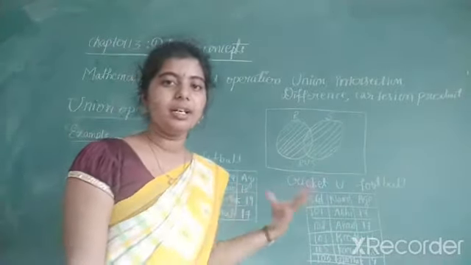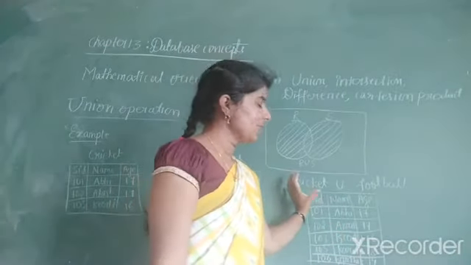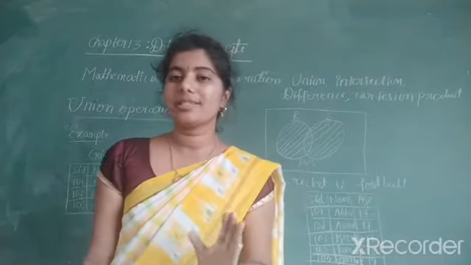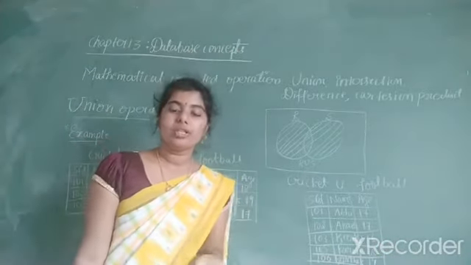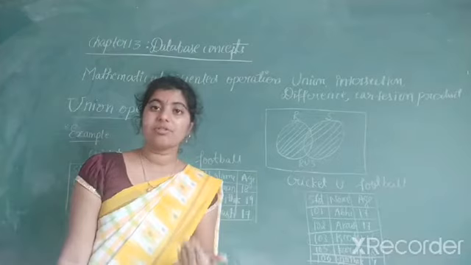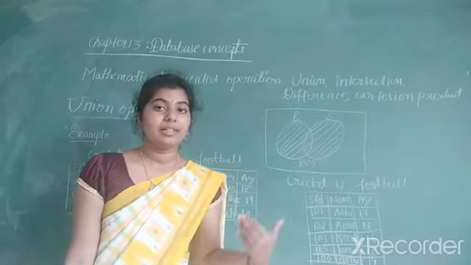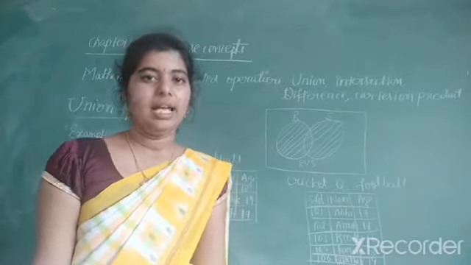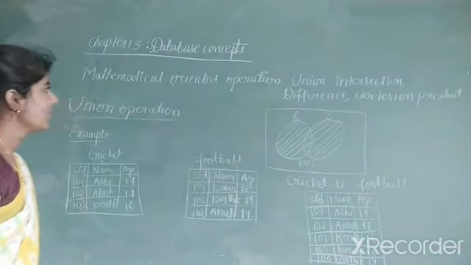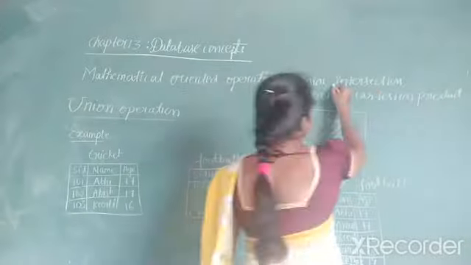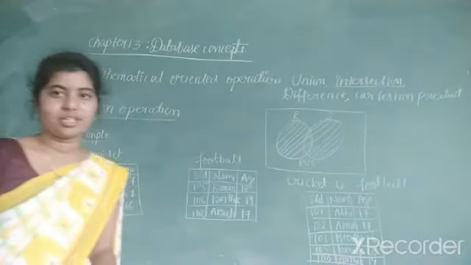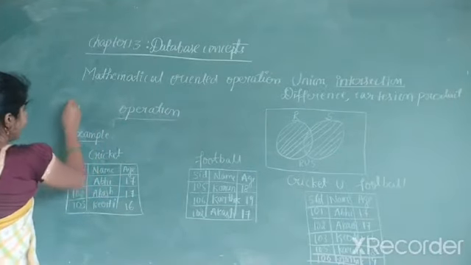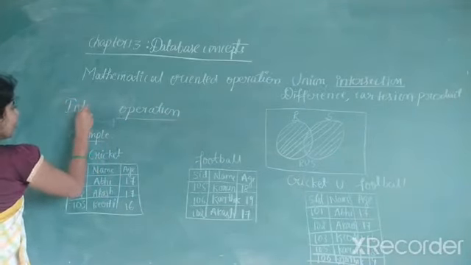Union operation. Clear? Union operation means it is a collection of all the tuples present in one relation with all the tuples present in the other relation, eliminating the duplicate tuples. Duplicate tuples are eliminated here. And next we are going to discuss the second one, called the intersection operation. Clear with the union operation? We will move on to the second one, called the intersection operation.